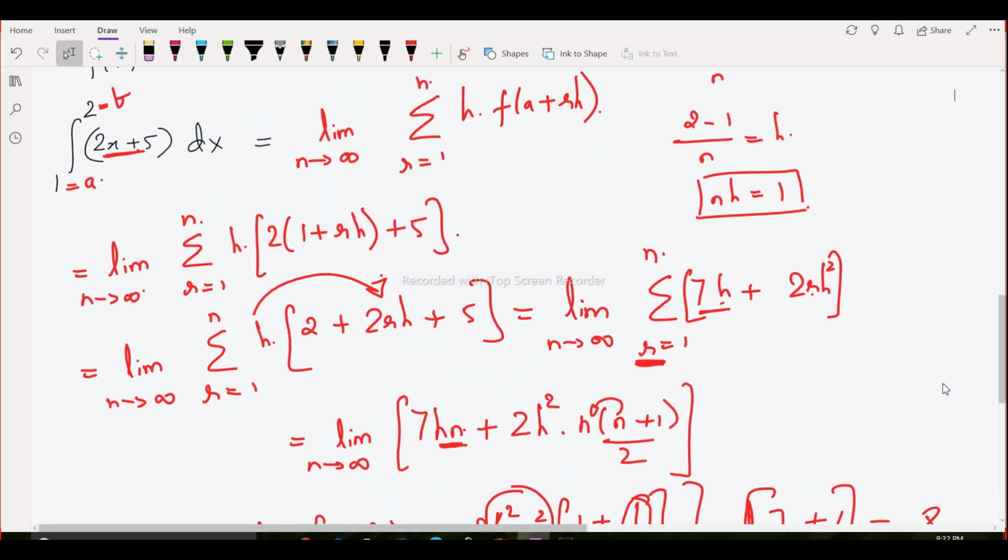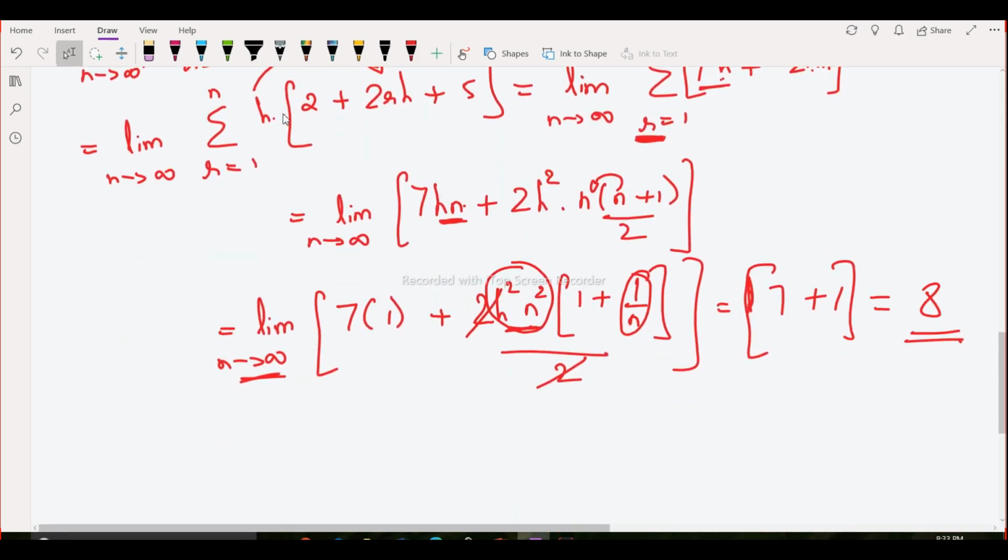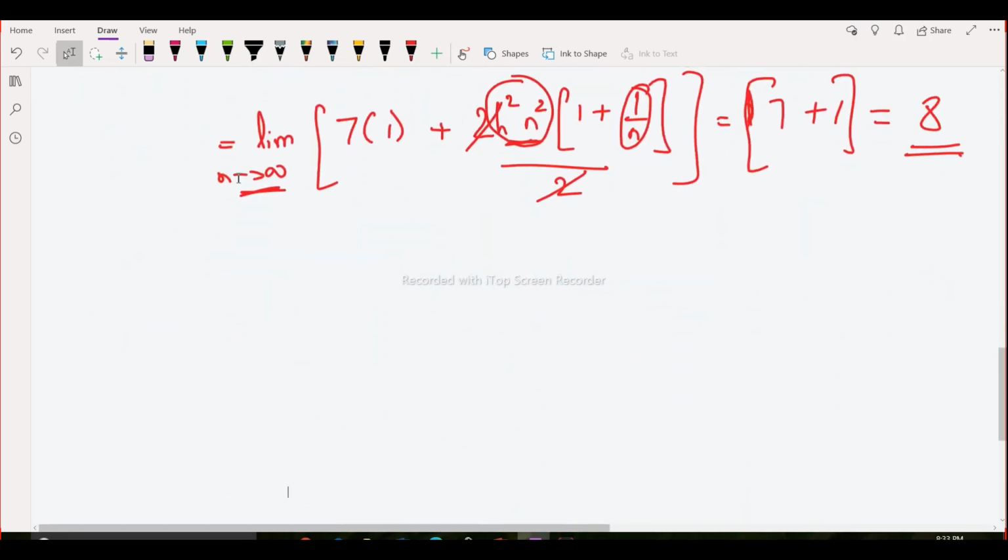This method is called limit as a sum. So the question was this, we had to find the integration of this, and we found it using limit as a sum. So actually definite integration is area under the curve, and we will never use this method. This is only used for understanding. The method by which we'll get the answer in just 2 steps.